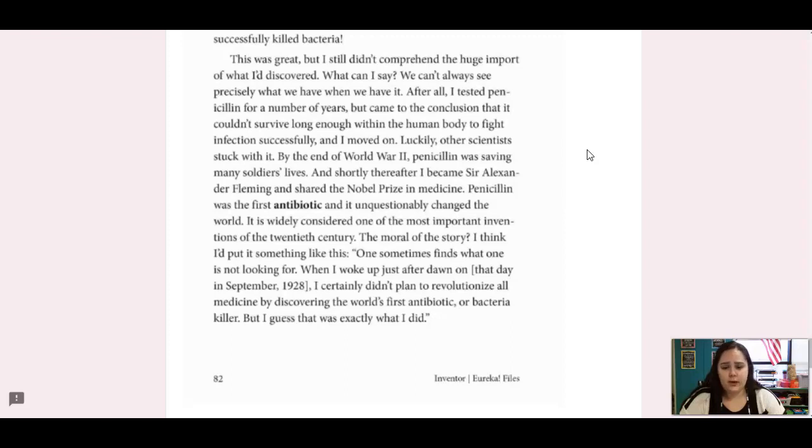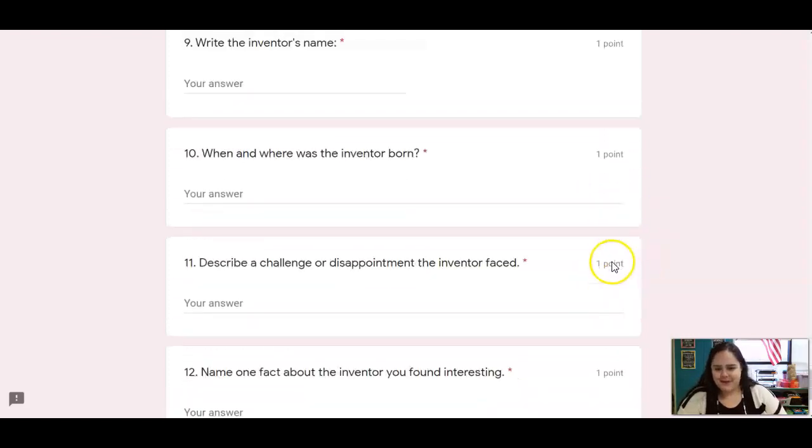The moral of the story? I think I'd put it something like this. One sometimes finds what one is not looking for. When I woke up just after dawn on that day in September, I certainly did not plan to revolutionize all medicine by discovering the world's first antibiotic or bacteria killer. But I guess that was exactly what I did. Sorry, guys.